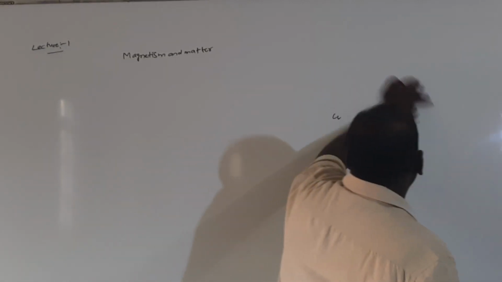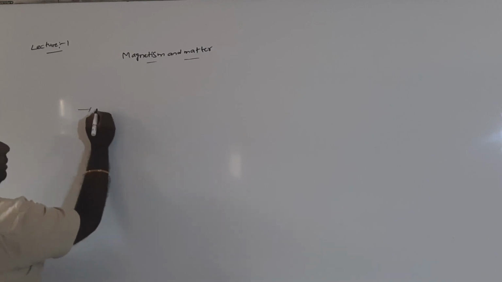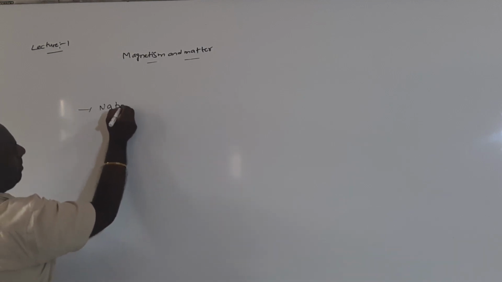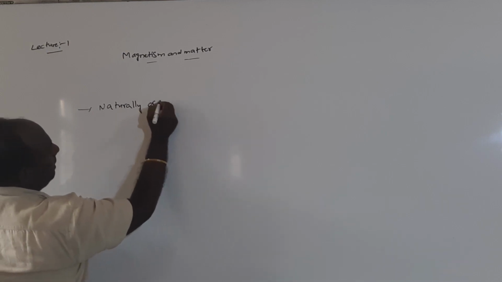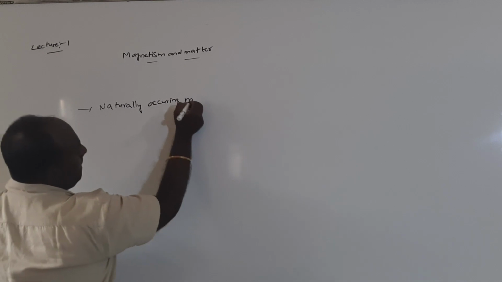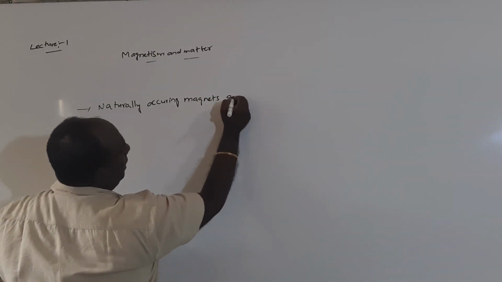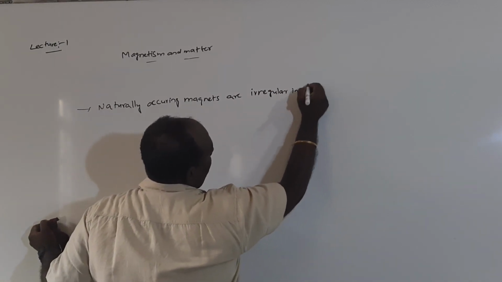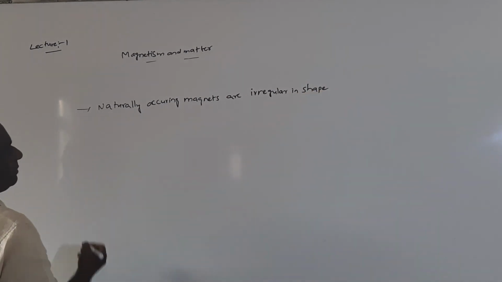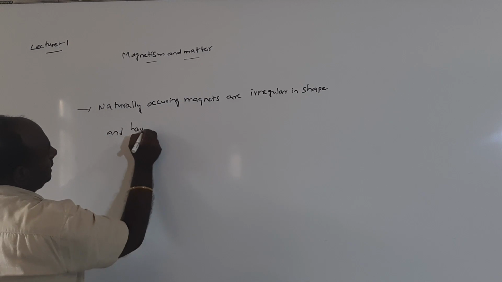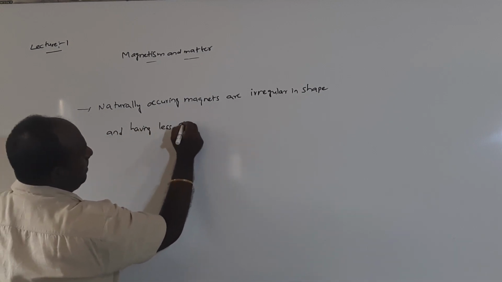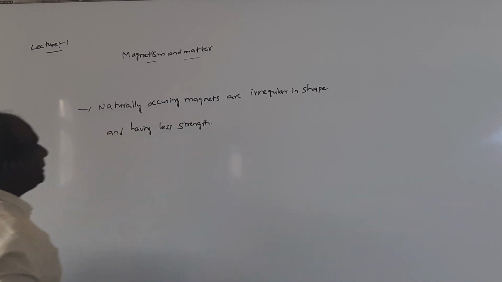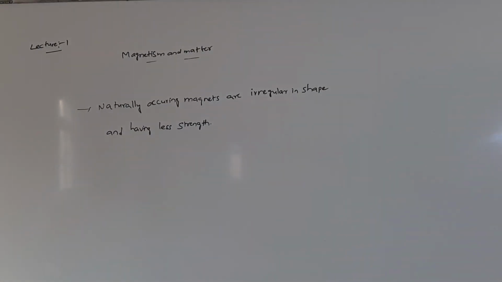Next, now I am going to explain some other properties. Naturally occurring magnets are irregular in shape and have less strength. So natural magnets are not used.